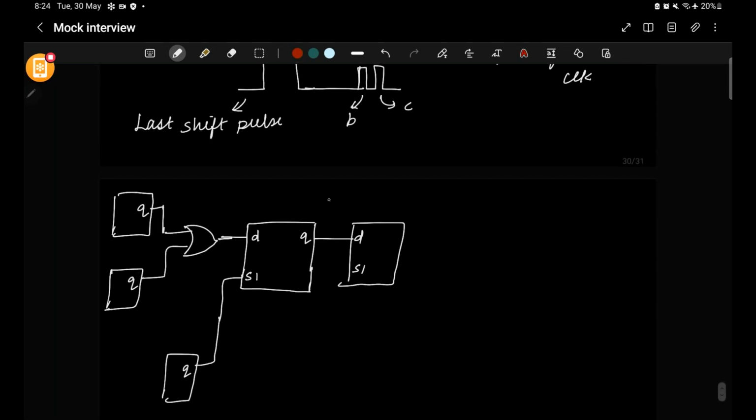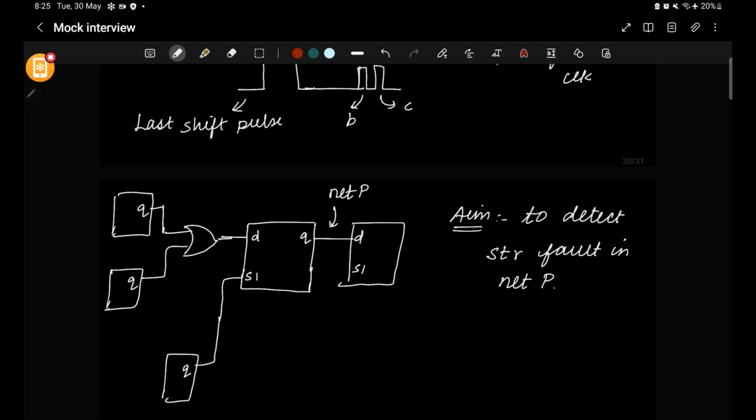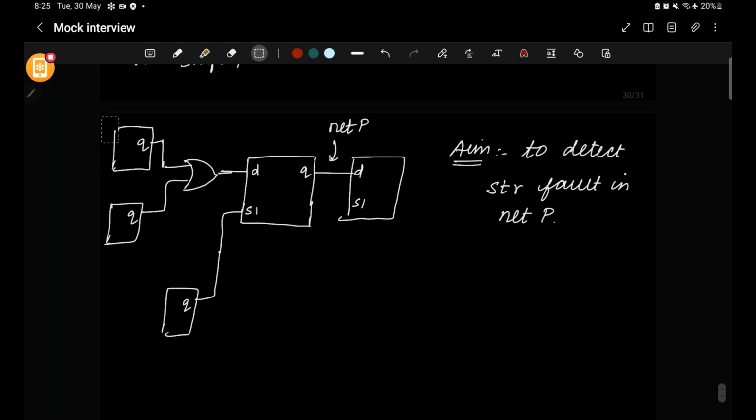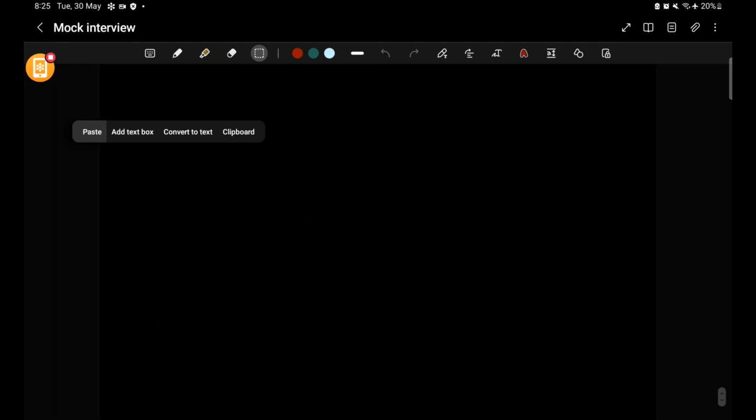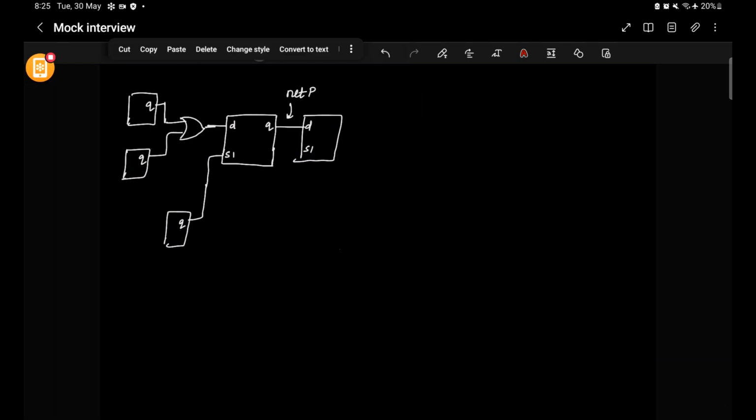This is net P. So my aim is to detect slow to rise fault in net P. So let me just copy this. I will consider 3 pulses. What will happen during A pulse, what will happen during B pulse, and what will happen during C pulse.